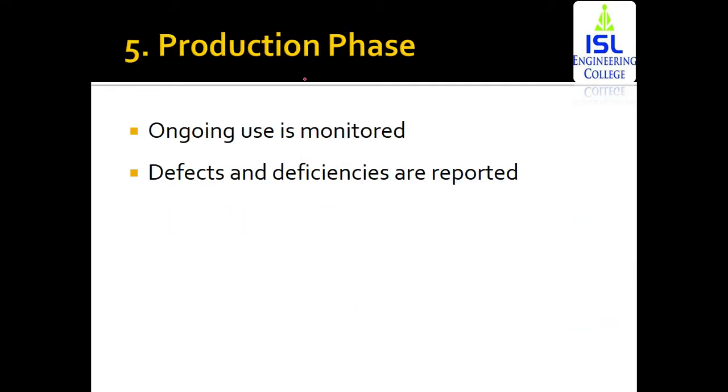The last phase is the production phase. Now there are four main phases that are used for designing the software, whereas in the production phase, you are going to deliver this entire software to the end user. This software is being delivered. Now this is not at the end user side.